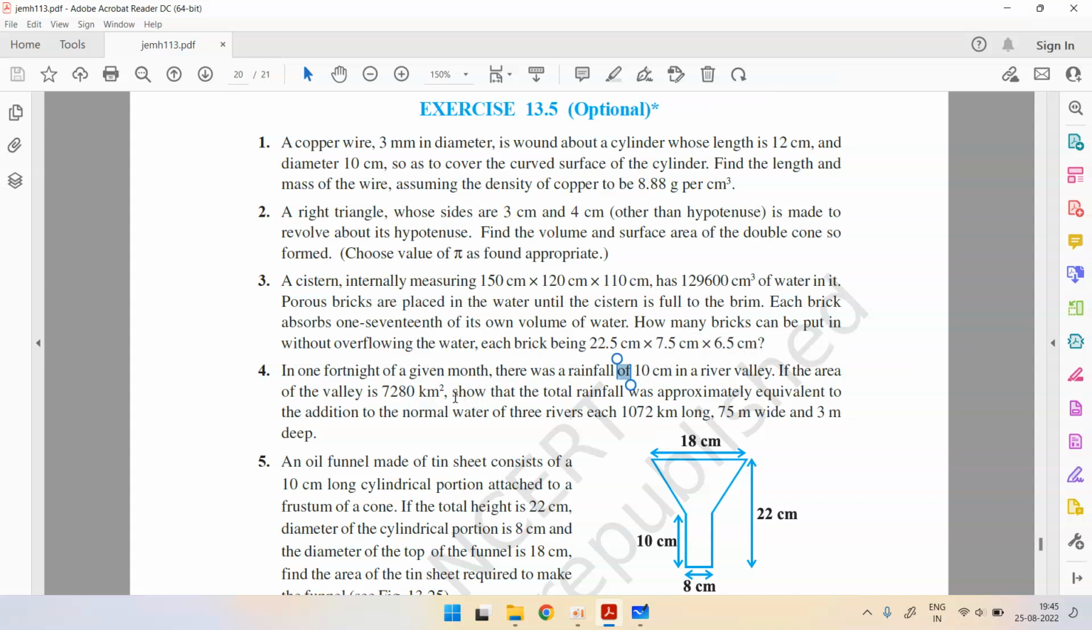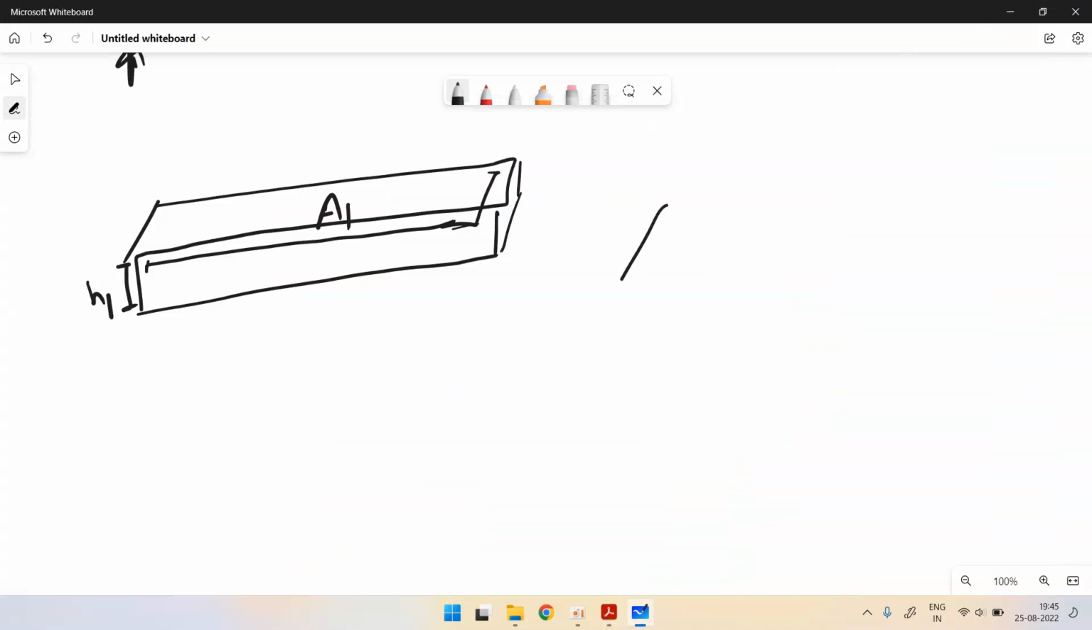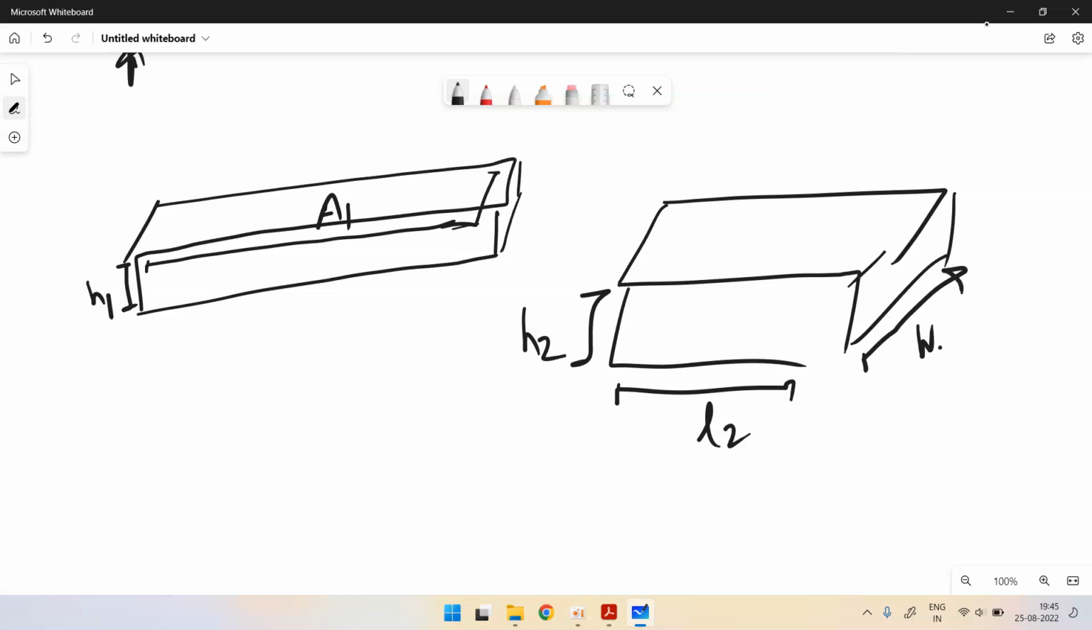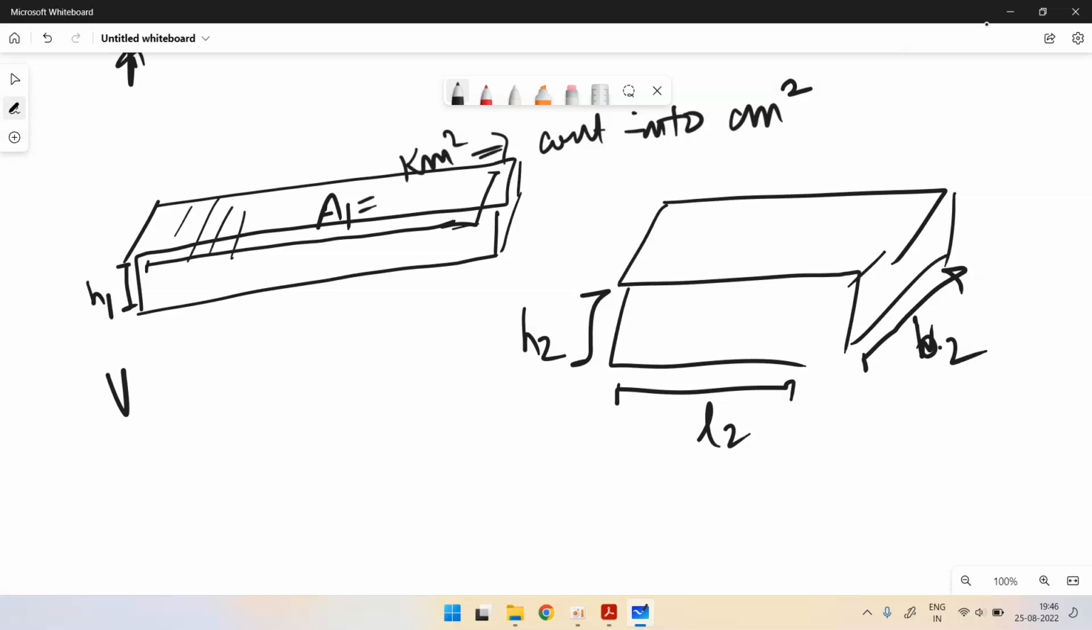Show that the total rainfall was approximately equal to the addition to the normal water of rivers, each this long, this wide, and this deep. Three rivers: H2, L2, W, or you can say B2. See, the total rainfall area is in kilometer square, so convert it into centimeters square. Why? Because H is given in centimeters. So the volume of this river will be A1 into H1.